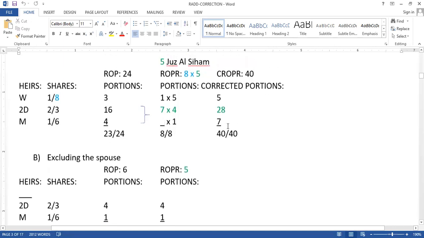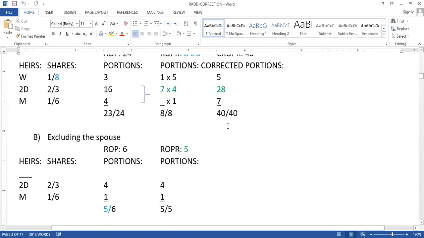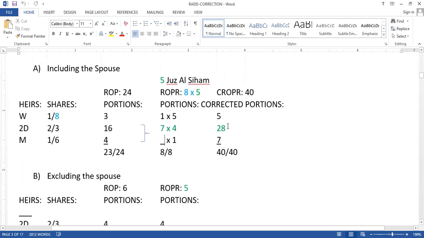So, ganun lang siya kadali, no? Medyo komplikado lang ito sa part ng Radd. Pero so far, madali lang naman din siya. Basta masundan nyo lang yung steps niya at saka yung reading. Now, let us have the last example.